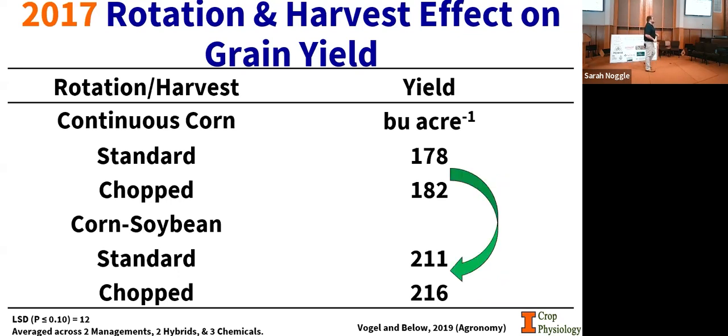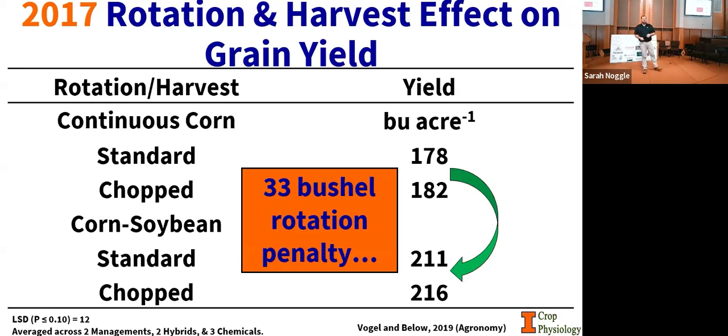But the key thing here is the difference between rotation was a 33 bushel penalty. Now, some folks say if you do continuous corn, after 5 years the penalty goes away. In this work, we see that the penalty continues to grow, and it's up to 33 bushels in the unmanaged control plot-type approach after 15 years of continuous corn. So that's a big penalty to manage, and can we get some of that back?